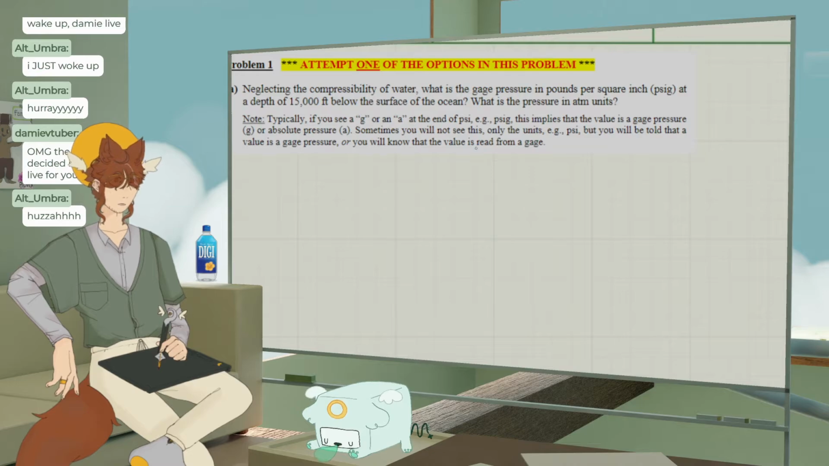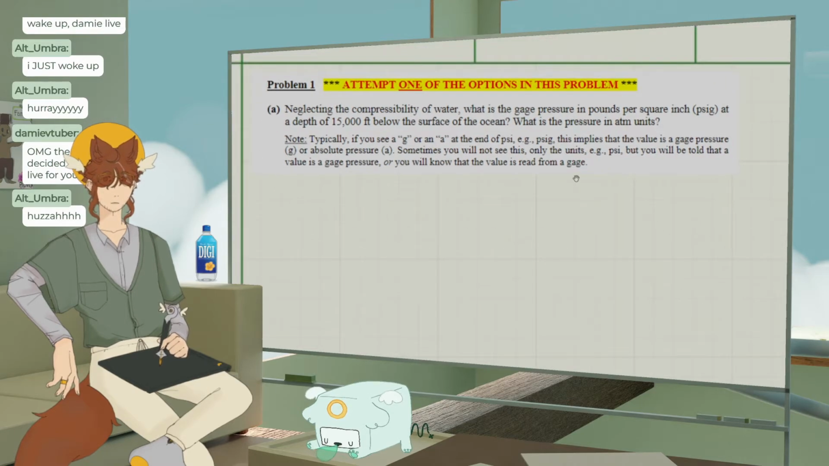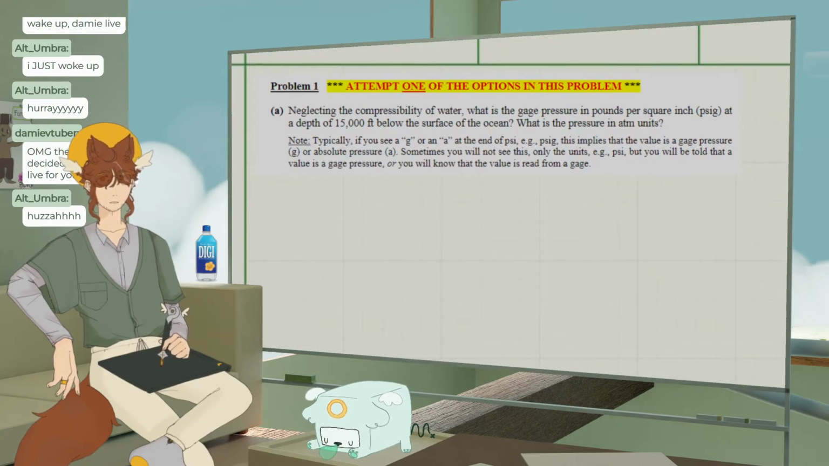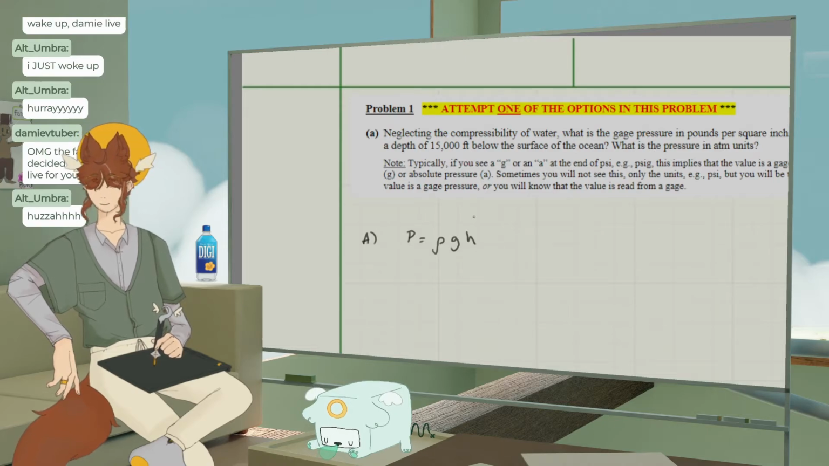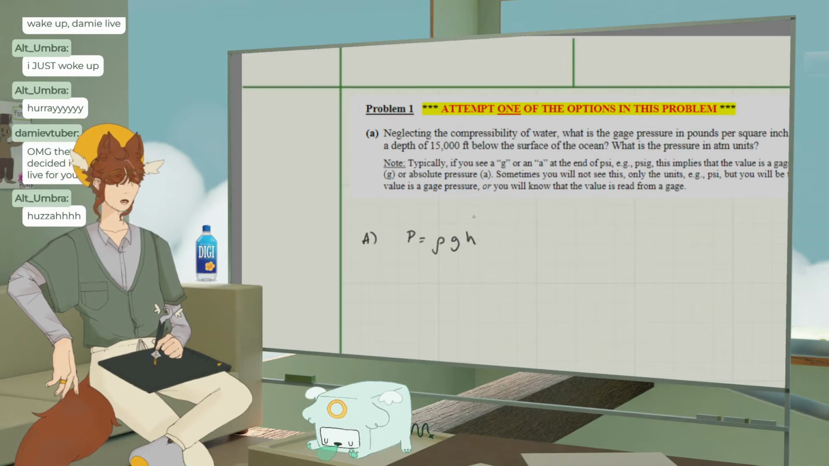Okay, so pressures. Neglecting the compressibility of water, what is the gauge pressure in pounds per square inch at a depth of 15,000 feet below the surface of the ocean? Alright, well, A. We want to say pressure equals rho g h. Which is kind of nice, because it's not that hard. I have to find the density of water, which I should probably know, because I'm taking a fluid mechanics class. But, you know, use my handy dandy reference.